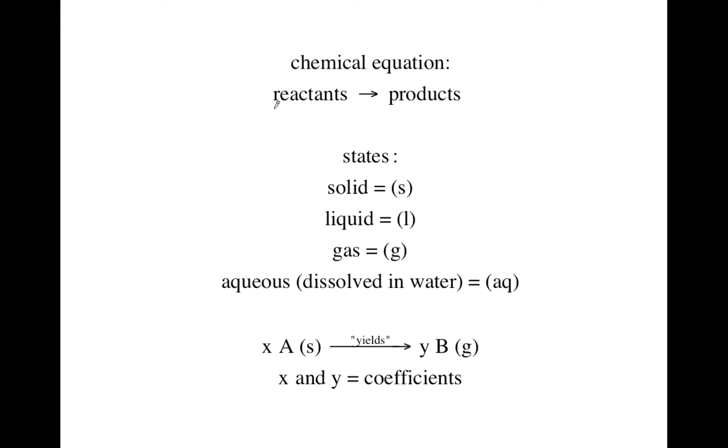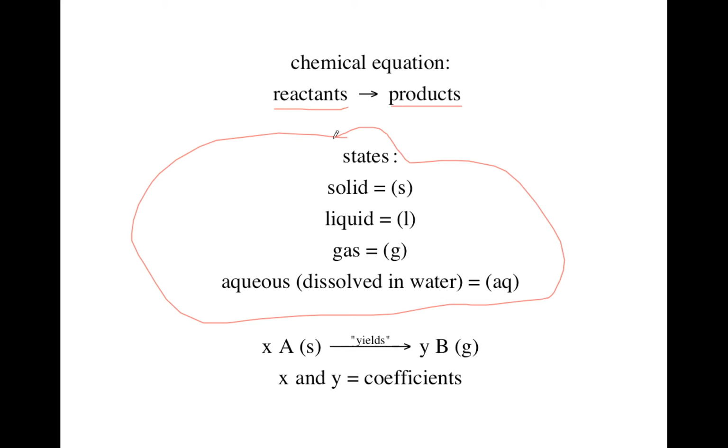When you see a chemical equation, the chemicals on the left of the arrow are known as reactants, and the chemicals on the right are known as products. You'll sometimes also see after each reactant and product an abbreviation that tells you the state. So S for solid, L for liquid, G for gas, and AQ for aqueous, which means your chemical is dissolved in water. So if you look down here at the bottom, we have an example.